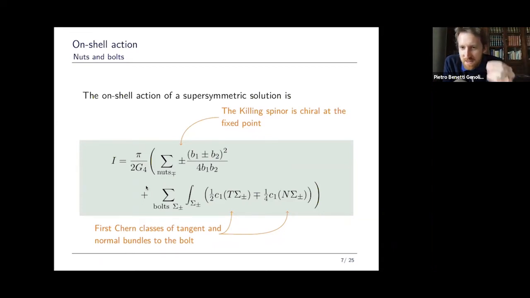These fixed points are either zero-dimensional, so they are characterized by their weights, B1 and B2, or they are two-dimensional, in which case they are surfaces, and being surfaces, they have a tangent bundle and a normal bundle. And you can show that the on-shell action is just expressed in terms of either a combination of the weights at the fixed point, or as a combination of the C1 and of the Chern classes of the tangent and normal bundle to the bolts.